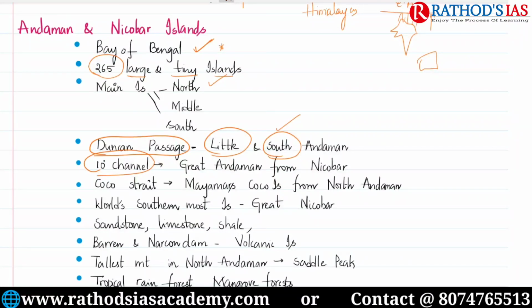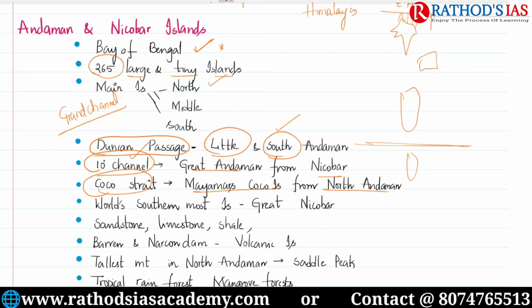This 10-degree channel separates Great Andaman from Nicobar. We have Andaman here and Nicobar here, separated by the 10-degree channel. And one more thing is the Great or Grand Channel. This channel connects the Indonesian island of Sumatra and Great Nicobar. And next one is Coco Strait. This Coco Strait separates Myanmar's Coco Islands from North Andaman Islands.